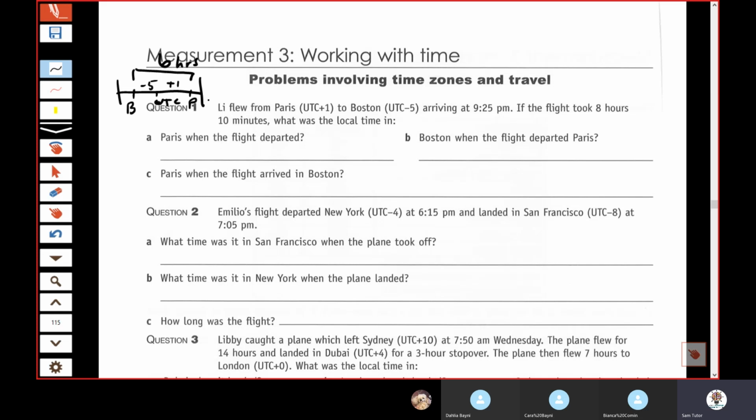I recommend getting used to drawing something like that for yourself. You can picture them a little bit better. Lee flew from Paris to Boston, arriving at 9:25. So she arrived at Boston at 9:25 p.m. If the flight took 8 hours, 10 minutes, what was the local time in Paris when the flight departed?